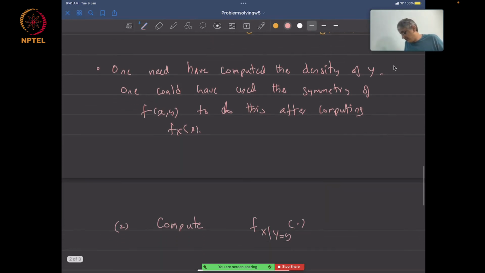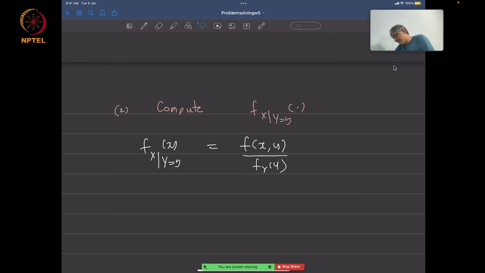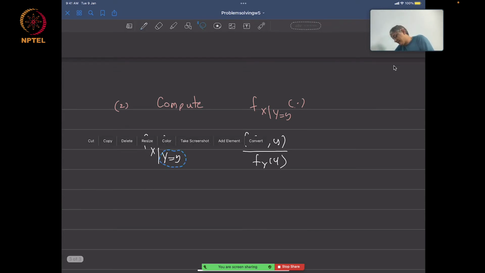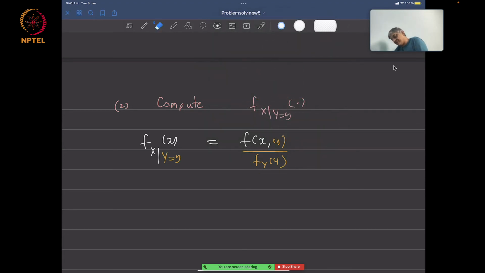Okay, very good. Now I want to ask the next question. What's the conditional density of x given y equal to y? This is a simple computation. We know that the density of x given y equal to y at the point x is given by f sub x,y divided by f sub y at the point y. That's the formula. Y is fixed, so this whole thing is fixed; these are all fixed numbers. Only x is changing, for fixed y.